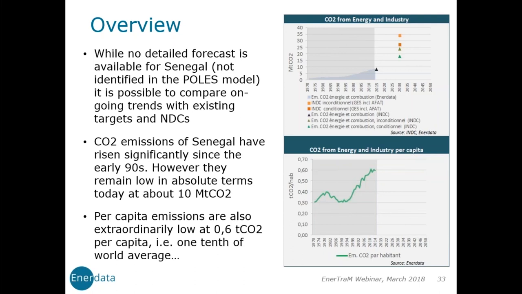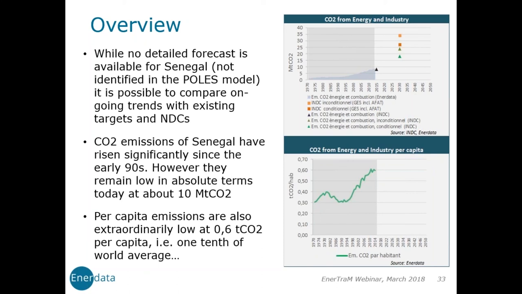But we can see that even that is quite interesting. The use of EnerTraM, even in the absence for the moment of long-term trajectories, still brings relevant information for energy policy. What we can see for the moment is that CO2 emissions in Senegal have risen significantly since the early 90s. However, they remain very low in absolute terms. They are today only 2 million tons of CO2 for the country.